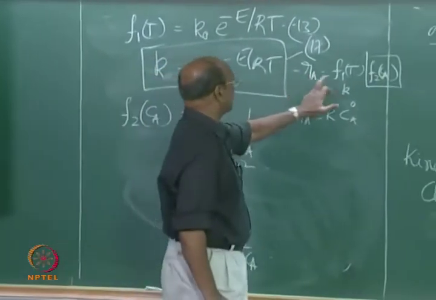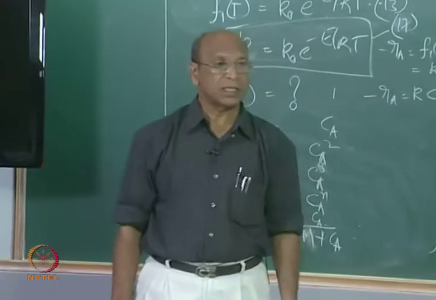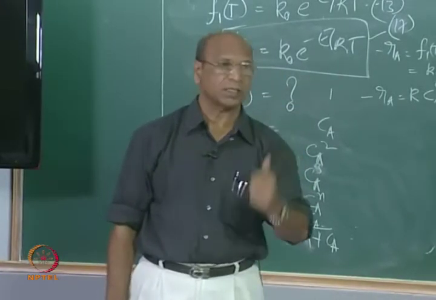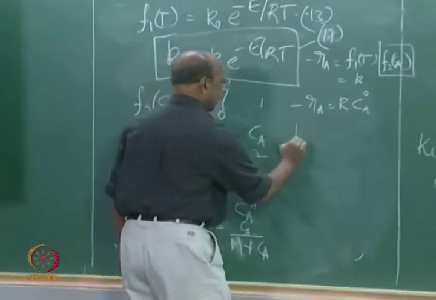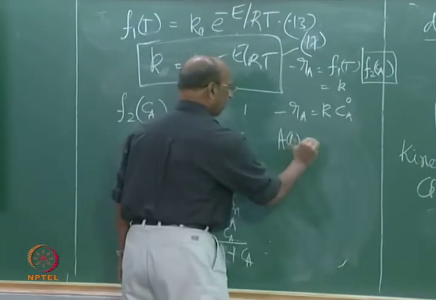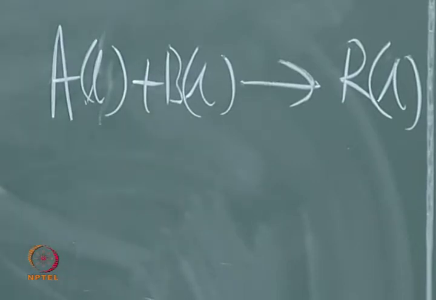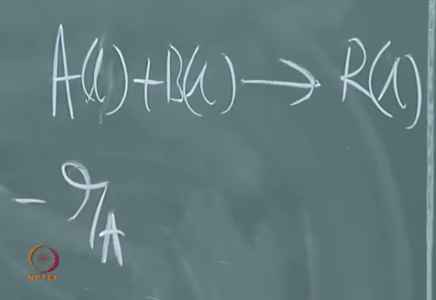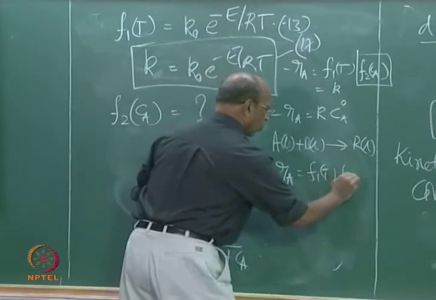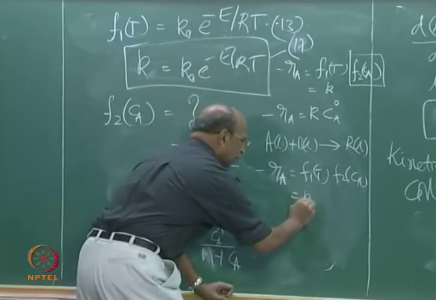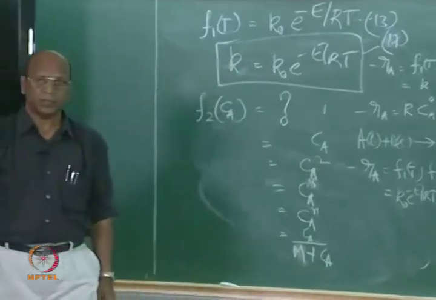This minus rA is f1(T), f2(CA). It need not be always a batch reactor. It can be even, in fact, the CSTR is the best reactor to find out kinetics. Okay? So now what we have to discuss is that, yes, if someone gives me a reaction stoichiometric equation, A plus B giving me R. Now, I have to find out the rate minus rA. This minus rA I have decomposed into these two, f1(T) and f2(CA), but this fellow I know very well. So this is nothing but e to the power minus E by RT, but still I do not know CA. How do I do that?